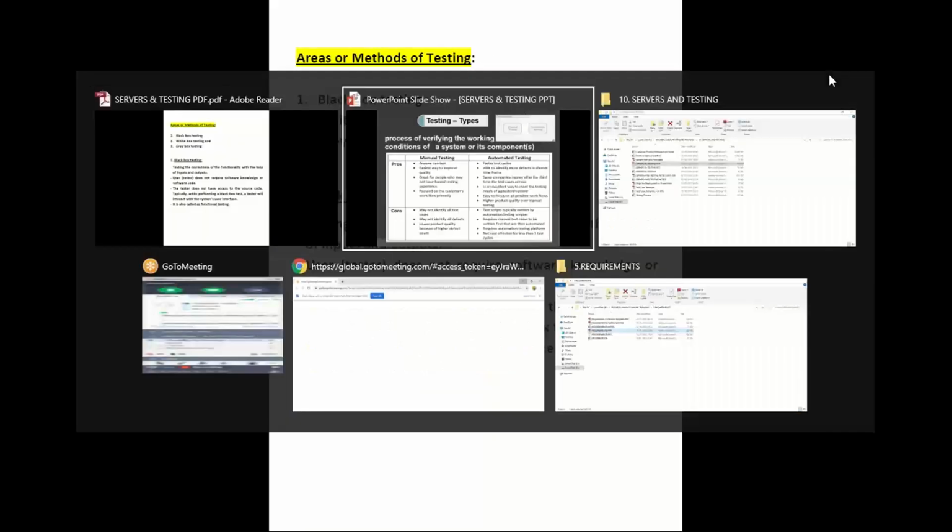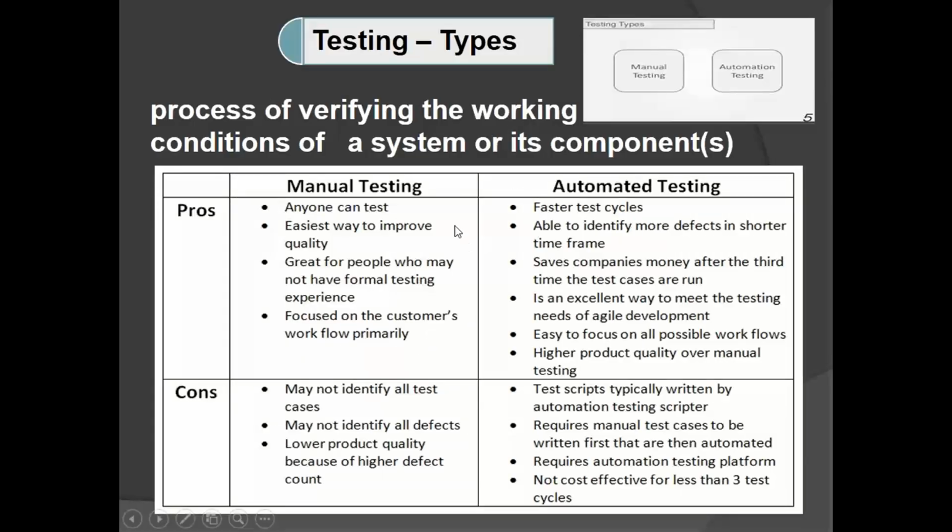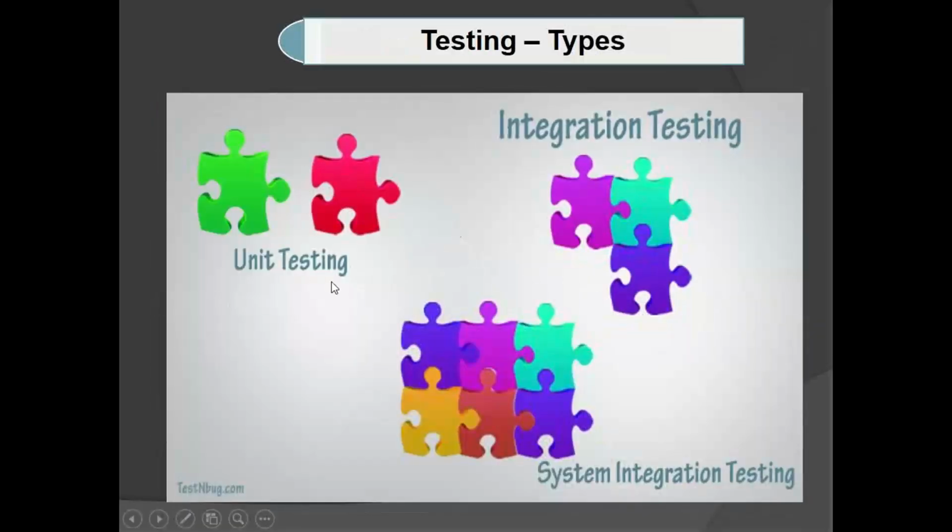Okay. Now let us see what is unit testing and integration testing in system integration testing. Unit testing means we are going to test each and every module. For example, if you are doing a project under an iterative process, we divide the project into modules and check each and every module. That is nothing but unit testing. And integration testing means if you combine all the modules and do testing, that becomes integration testing.